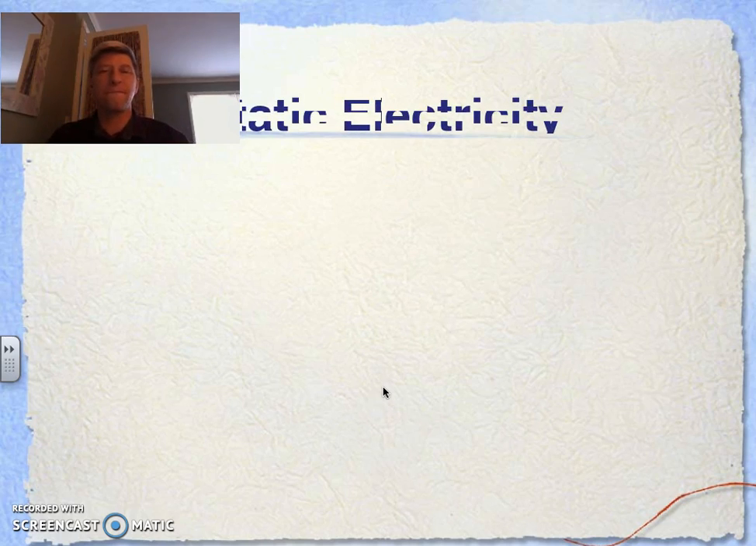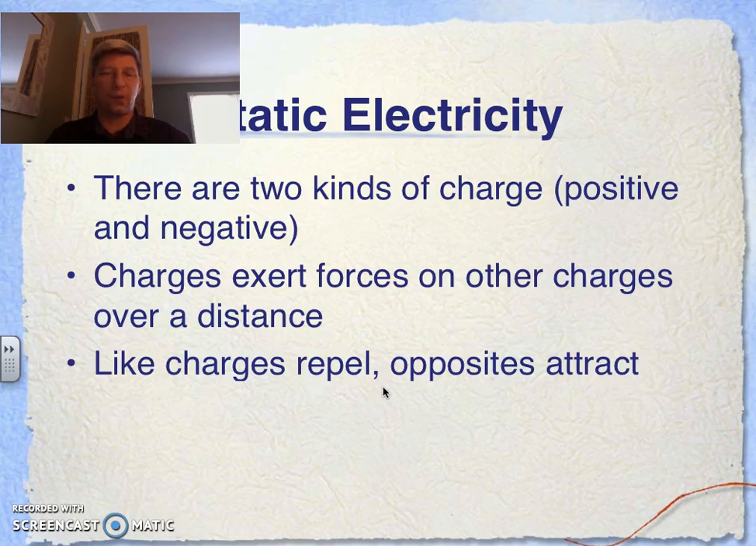Okay. Now, so again, there are two kinds of charge, positive and negative. These charges exert forces. So we're still going back to the statics and dynamics stuff. F equals ma and all that nonsense. So charges exert forces on other charges over a distance. And this will become important for our next lesson. And finally, like charges repel, and of course, opposites attract.